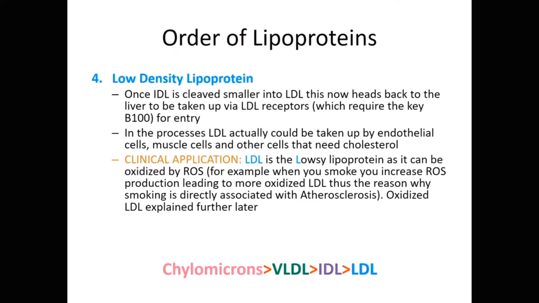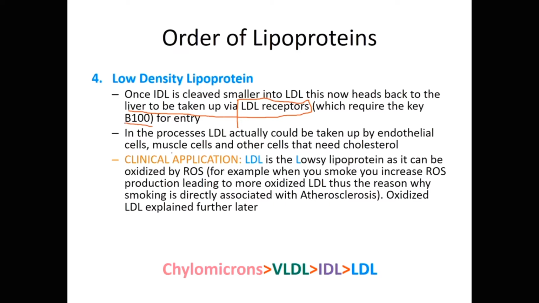So now on to LDL, or low density lipoprotein. This is the next molecule. It's cleaved smaller from IDL, and this guy actually can be uptaken from cells in the periphery or from the liver, and that's via specifically LDL receptors. And in order for the LDL and the LDL receptors to kind of work together and say, okay, I need to be brought into the cell, it requires a key, and this key is B100.